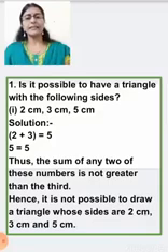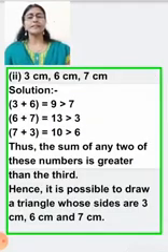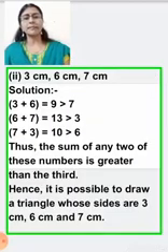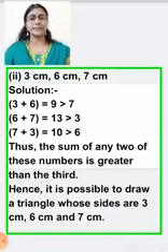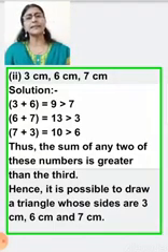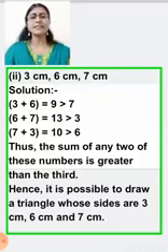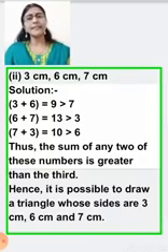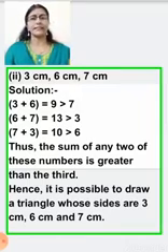Now let us see the next example here. 3 centimeter, 6 centimeter and 7 centimeter. For the first combination we take the first two values, 3 plus 6. 3 plus 6 is 9. 9 is greater than 7. Now the second combination, 6 plus 7. 6 plus 7 is 13. And 13 is greater than 3.